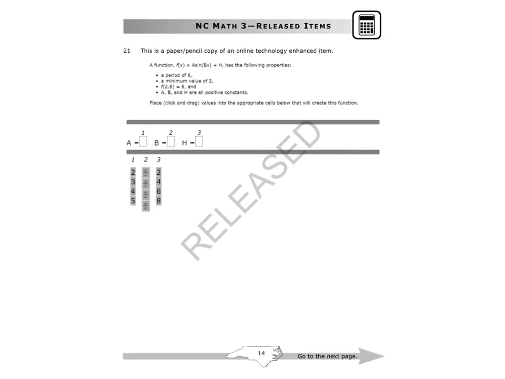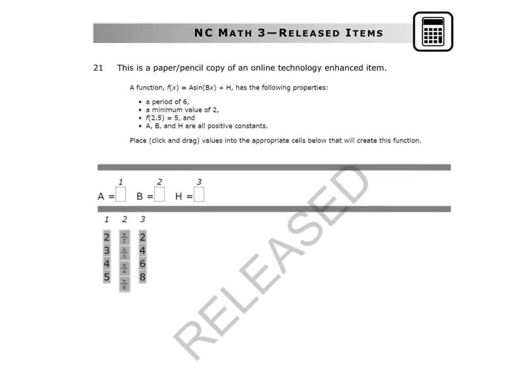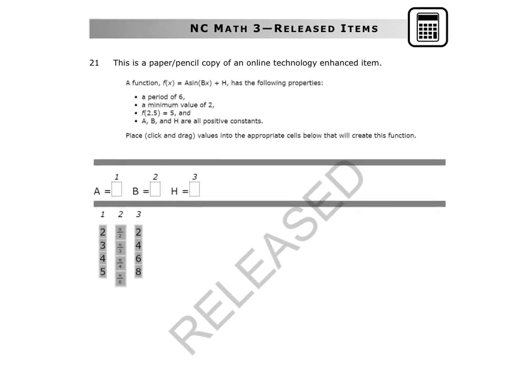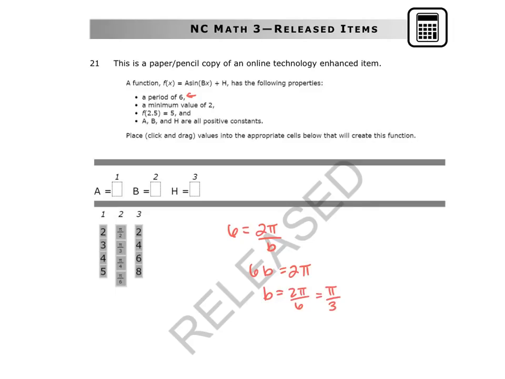All right. Do this one by hand, but I would also just check it on Desmos. Here we go. We've got a period of 6. So the period is 6, which means 6 has to equal 2 pi over b. So 6b equals 2 pi, which means that b has to be 2 pi over 6, or that simplifies to pi over 3. So there's my b value.